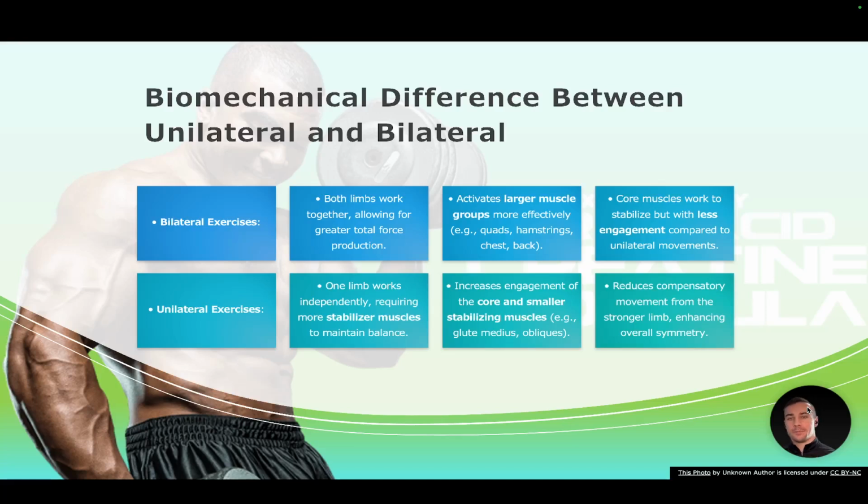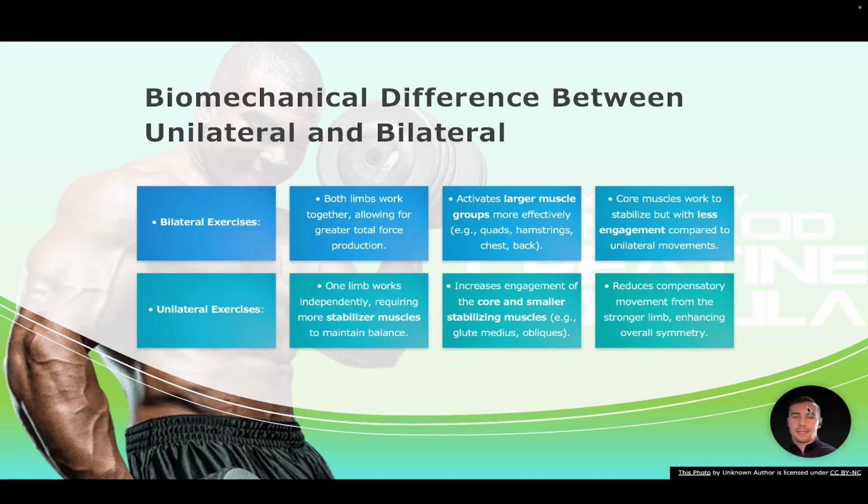Again, those are larger muscle groups that are being used with bilateral exercises. And then in unilateral exercises, you're increasing engagement of the core and smaller stabilizing muscles, such as the gluteus medius and the obliques. These are smaller muscles. The obliques, of course, are the muscles of the core. They are on the side of your core muscles. So it's not your main ab muscles, but the side muscles of your core area. That's what the obliques are.